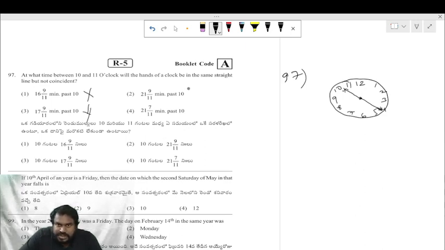So either this one or this one, true or false. But here the question is 21 is the same here and here. What about 9 by 11? Whether it is 9 by 11 or 7 by 11, we should identify.